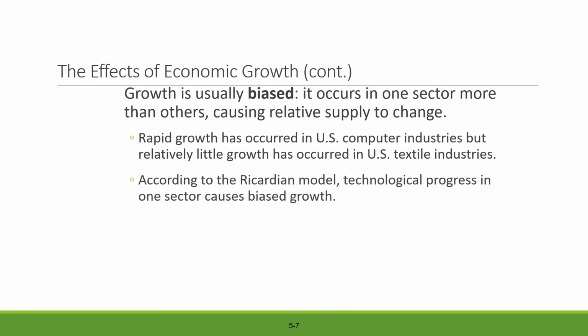Similarly, according to the Ricardian model, technological progress in one sector causes biased growth. We see that technology is growing day by day: software, communications, online techniques, and all these things are developing. So they have an impact on the economy, but that impact is not on the overall economy, but on a single sector.